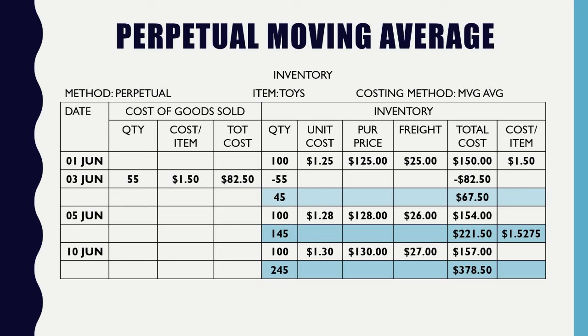Okay. I have a question. I thought we weren't doing the cost per item. We're figuring out the average cost per item. I'm a little confused on that part. So you see this blue bar right here? This right here, your 1.5275, that's your average cost per item.